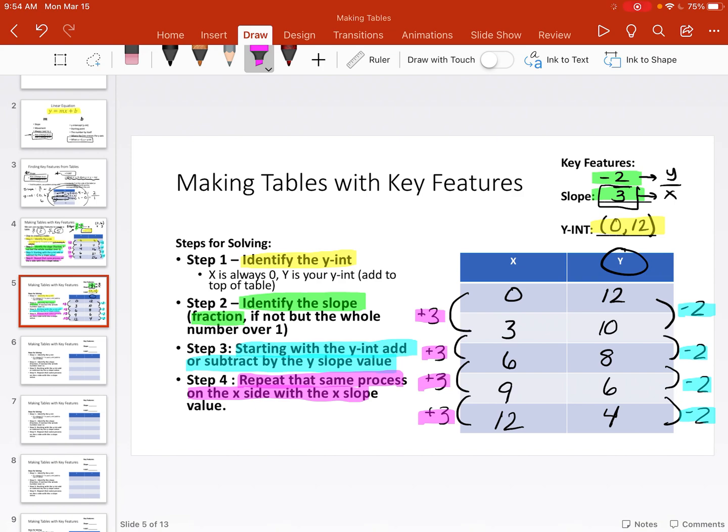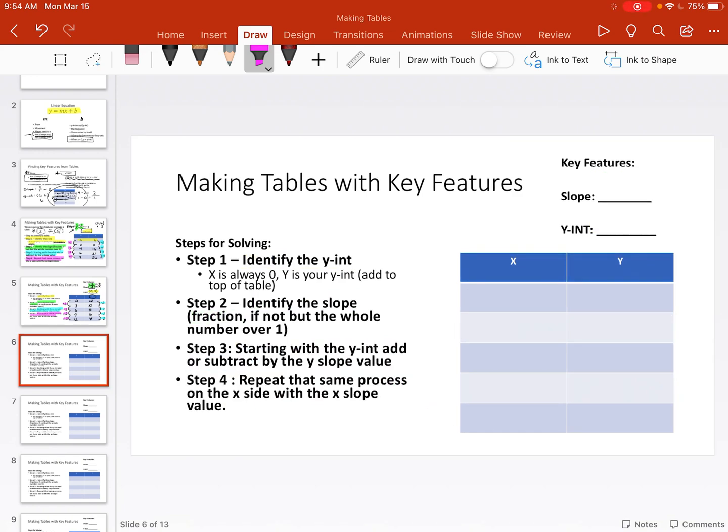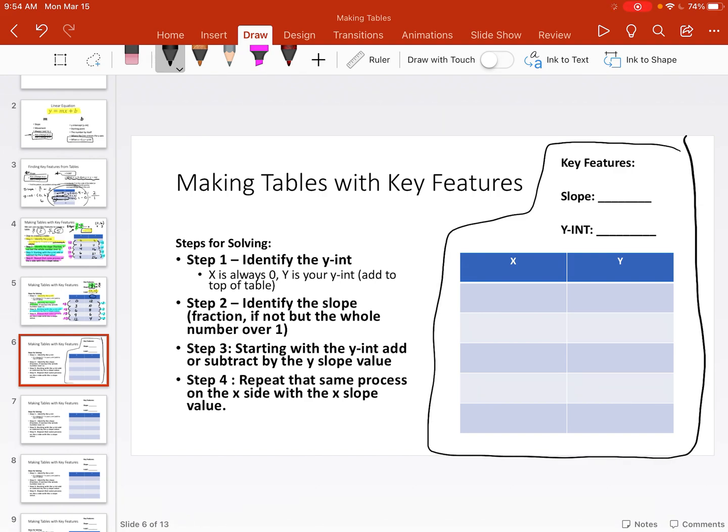Pretty quick lesson today. I want you to go ahead and you should have 2 more blank tables. You should have basically what I've highlighted on your paper. You have 2 of those. Again, you can pick any slope and any y-intercept to start from, and then I just want you to practice filling out those tables. Do 2 of them, and then you'll go ahead and submit that note sheet.